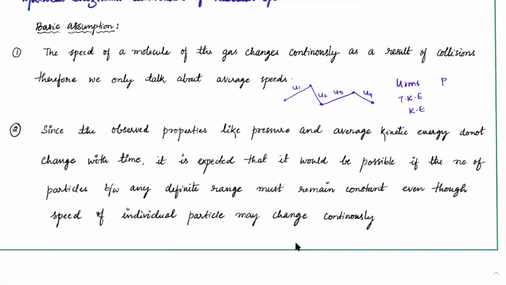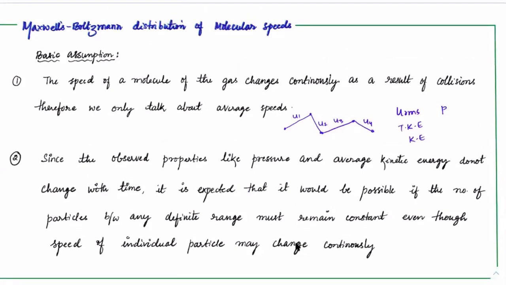Pressure does not change as long as you keep temperature constant, no matter how long you keep it, so it is not going to change with respect to time. So we will be discussing these terms more than individual pressure or individual speed. These are the important assumptions while talking about Maxwell-Boltzmann theory.